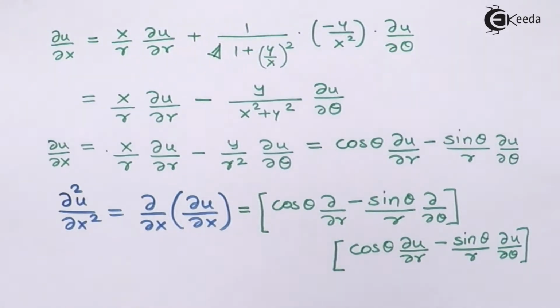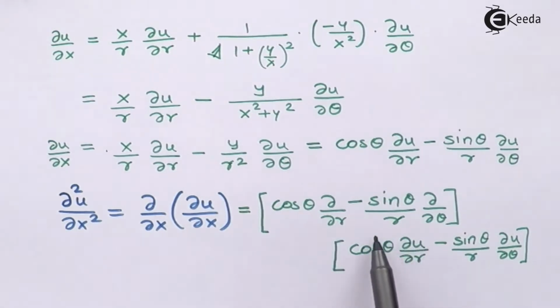So now if I multiply this second bracket with these two terms, what we'll get, let's see. First of all, I'll multiply this second bracket with the first term, that is cos theta del by del r. Now del by del r is nothing but derivative with respect to r.